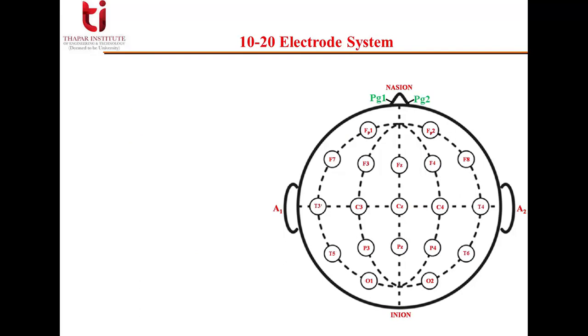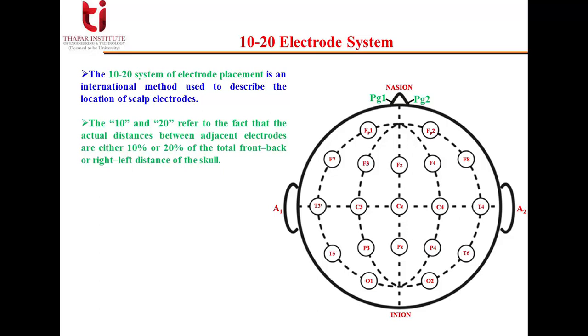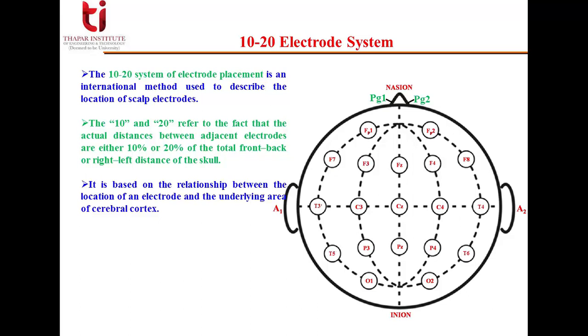Now, let's start with the 10-20 electrode system. It is an international method used to describe the location of scalp electrodes. The 10-20 refers to the fact that the actual distances between adjacent electrodes are either 10% or 20% of the total front-back or right-left distance of the skull. It is based on the relationship between the location of an electrode and the underlying area of cerebral cortex.